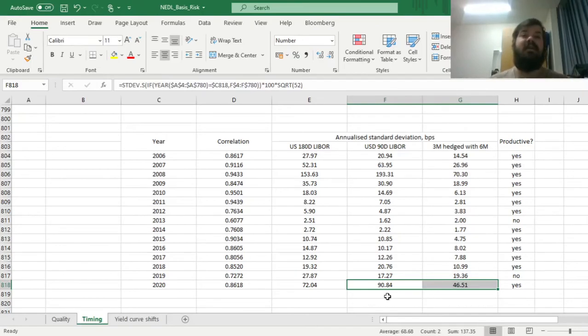So here we see that this imperfect hedging scenario, where you opt for a similar interest rate benchmark but of a different maturity, is more robust in terms of reducing your interest rate risk exposure compared to an imperfect hedge quality-wise. And that's all there is for basis risk in interest rate risk hedging.